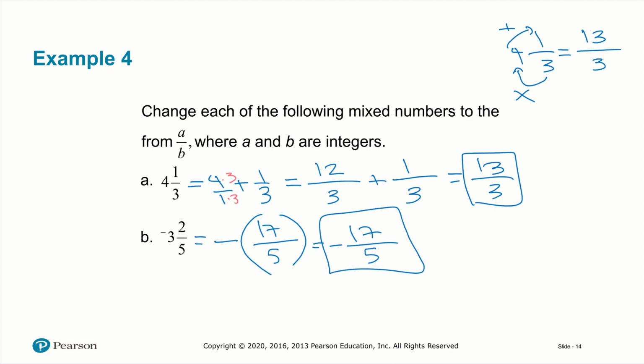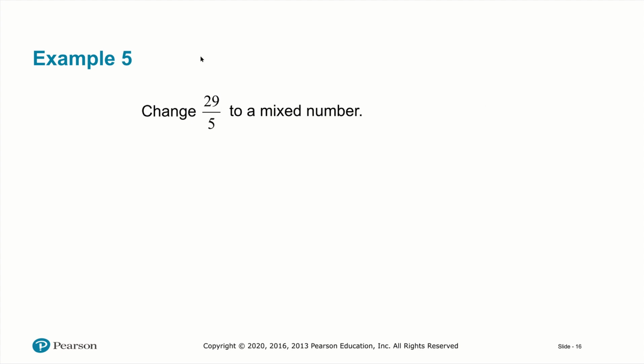Okay? All right, so how do we go the other way? How do we take an improper fraction and turn it into a mixed number? And remember, anytime you have an improper fraction, since the numerator is larger than or equal to the denominator, you should have a whole number in there plus some fraction, right? So you can always write it as a mixed number.